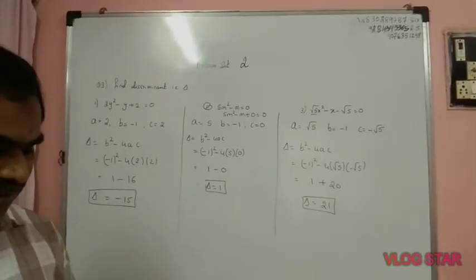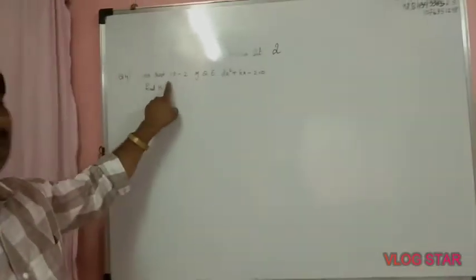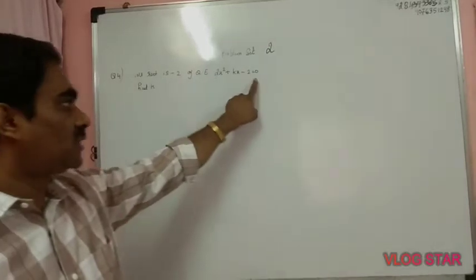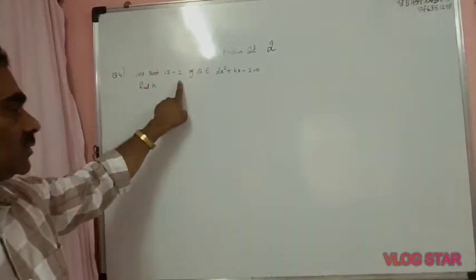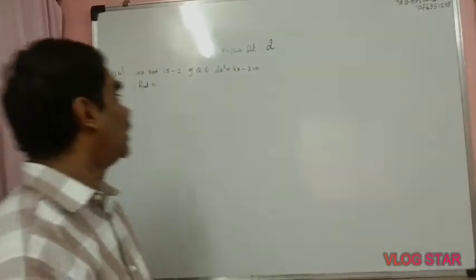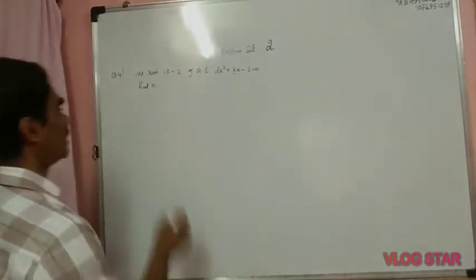This was the three sums of question number 3. Now, sum number 4. 1 root is what? Minus 2. That means 1 root of this quadratic equation will be what? Minus 2. What equation? 2x square plus ax minus 2 is equal to 0. Now, we have to find the value of what? A. Now see, solution.